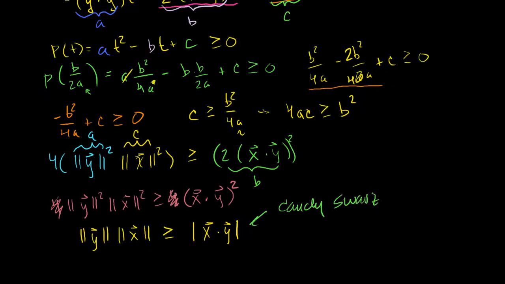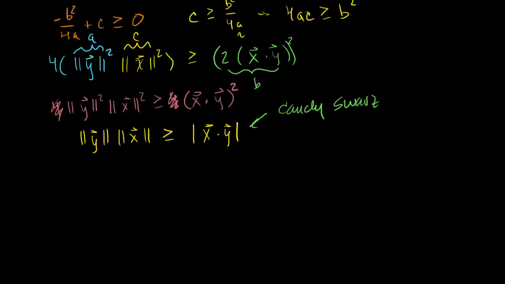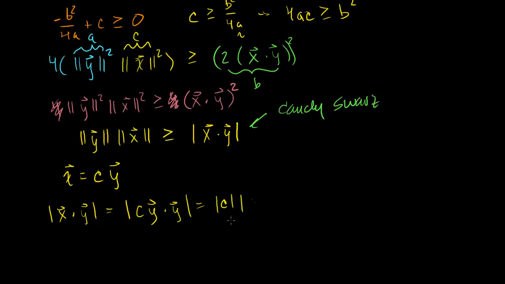Now, the last thing I said is, look, what happens if x is equal to some scalar multiple of y? Well, in that case, what's the absolute value of x dot y? Well, that equals what? If we make the substitution, that equals the absolute value of c times y dot y, which is equal to, just from the associative property, the absolute value of c times, we want to make sure our absolute values keep everything positive, y dot y.